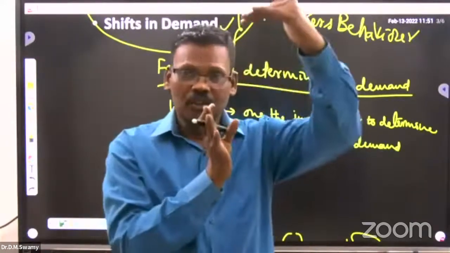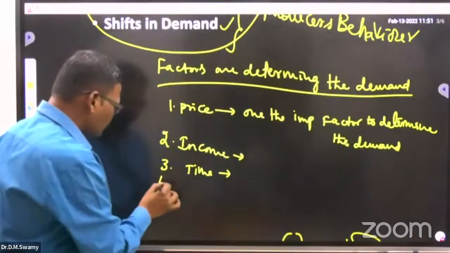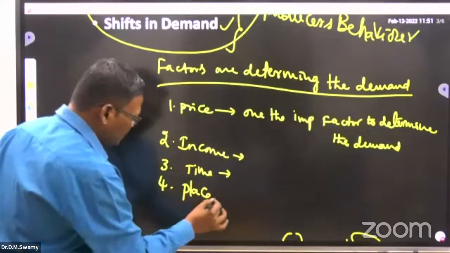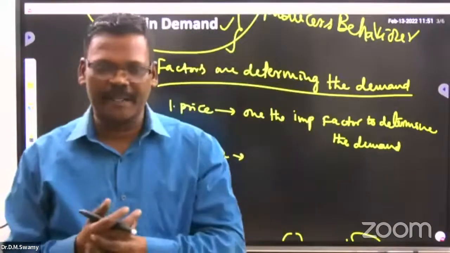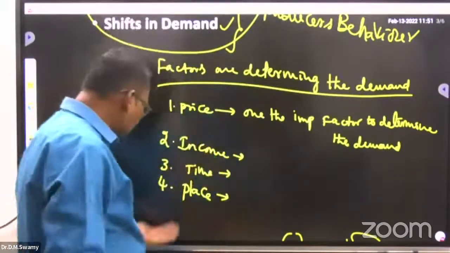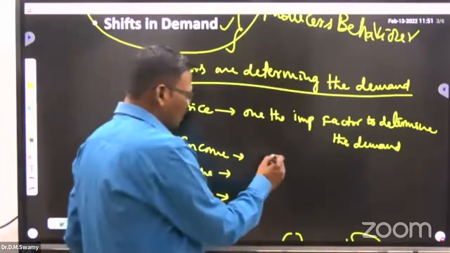Like that, the place and time are also determinant factors of the demand. Along with this time and place, substitution goods.